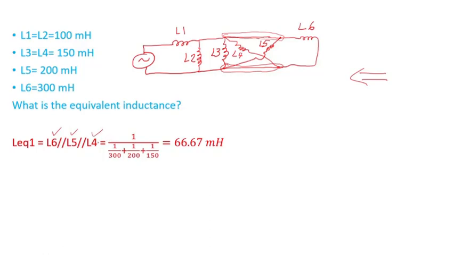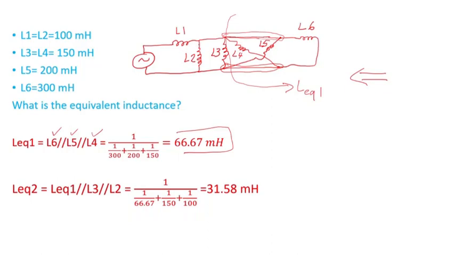So for inductances in parallel, their equivalent is 1 divided by the sum of 1 divided by L6, plus 1 divided by L5, plus 1 divided by L4. If you do the math, that comes to 66.67 millihenries. So basically, I found the equivalent of the inductances up to this point. So I call that L equivalent 1. So now L equivalent 1 is in parallel with L3.